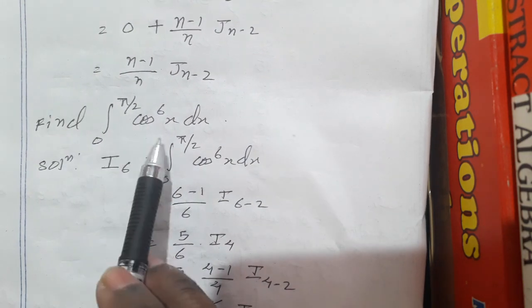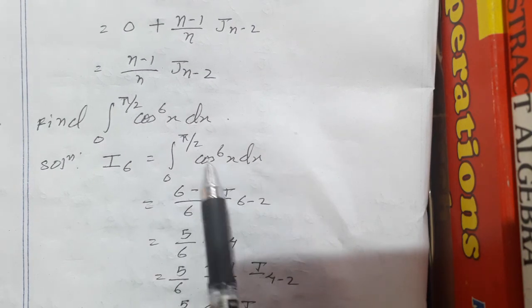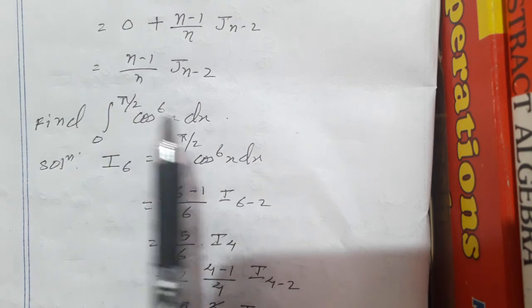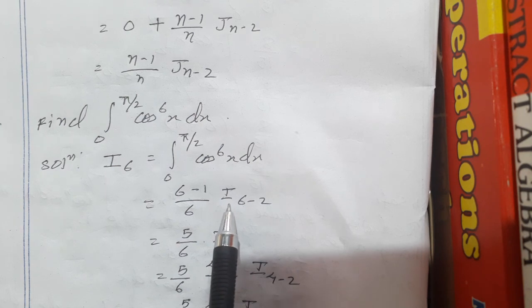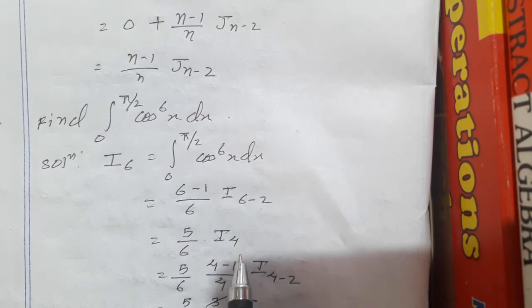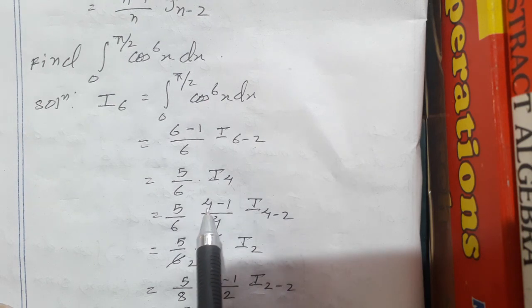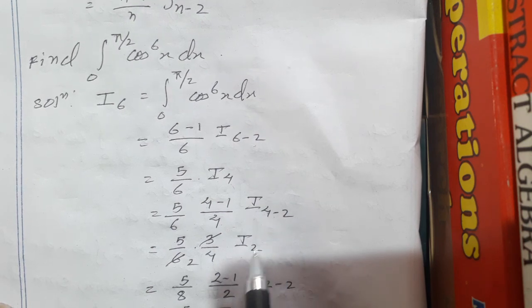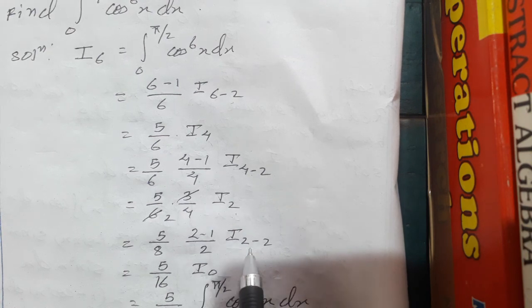Now we have integration from 0 to pi by 2 of cos to the power 6 x dx, so we are applying this formula. So we have 6 minus 1 by 6, I_6 minus 2, so we get I_4. Then again n is 4 now, so apply the same formula: 4 minus 1 by 4, I_4 minus 2, here n becomes 2. Now again apply the formula: 2 minus 1 by 2, I_2 minus 2, we get I_0.